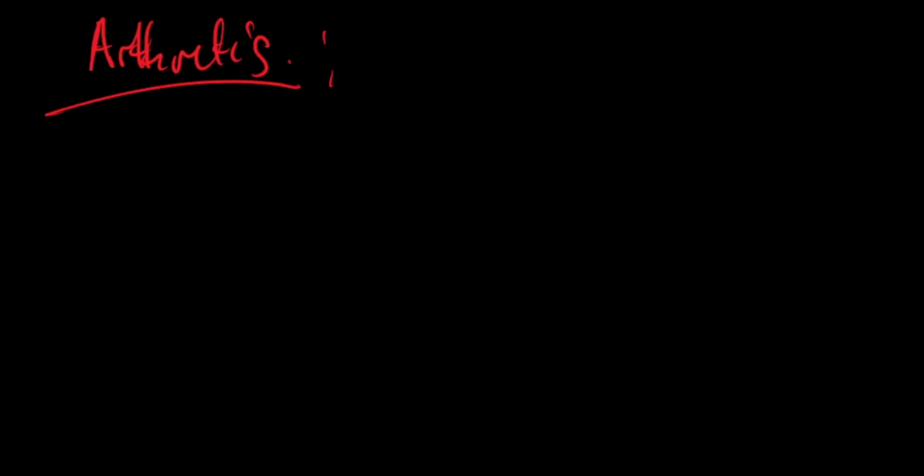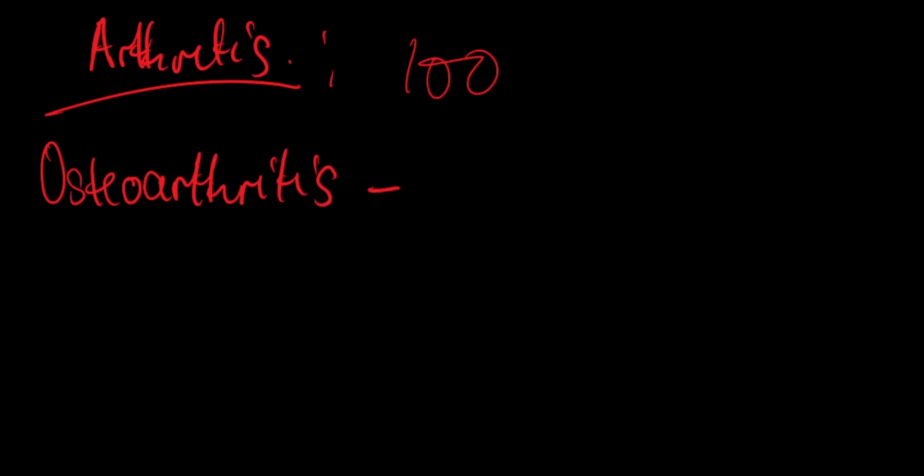Now, another key inflammatory condition of the joints would be arthritis. Arthritis is not a particular disease. Arthritis actually refers to over 100 different inflammatory conditions. For this video, we'll be considering just about three types of arthritis. The first we'll consider is osteoarthritis. Osteoarthritis is more common in women than in men, and it's usually associated with eroded articular cartilage.